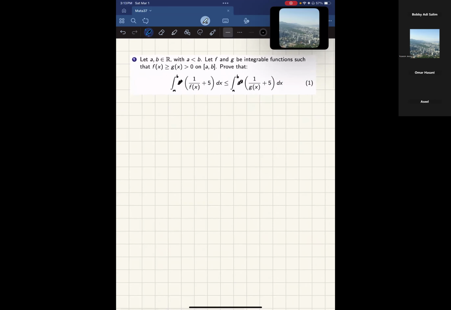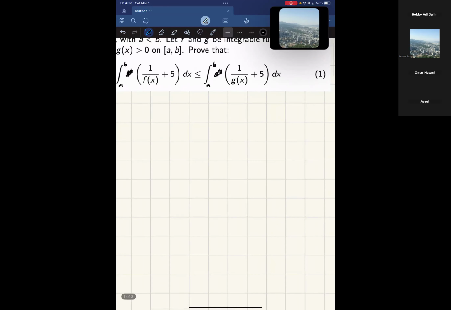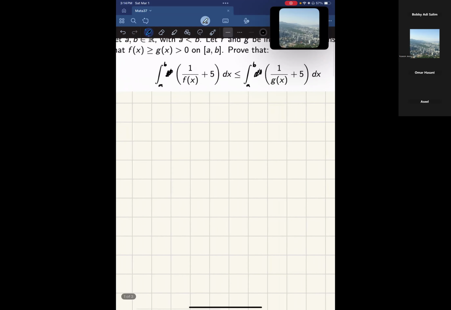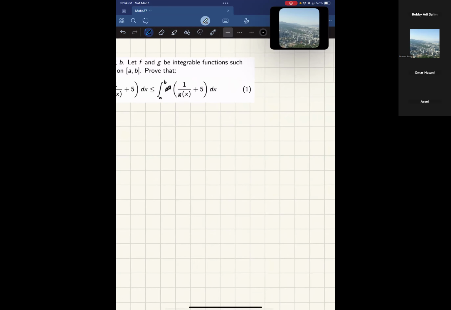So this is our first question. Let a, b be in the reals with a less than b. We have f and g being integrable functions such that f of x is bigger than or equal to g of x, which are both bigger than 0 on the closed interval [a, b]. We want to prove that this integral on the left is less than or equal to the integral on the right. An obvious thing here is that we can't just use properties of definite integrals. We sort of have to use the Riemann definition here. So let's get into that.